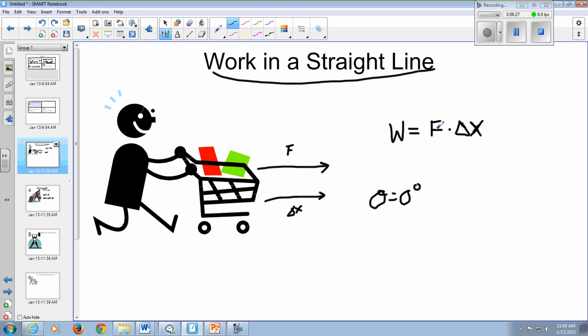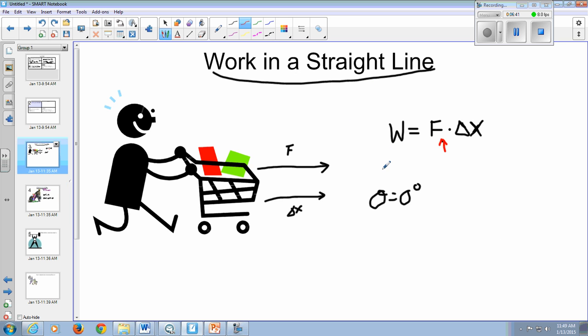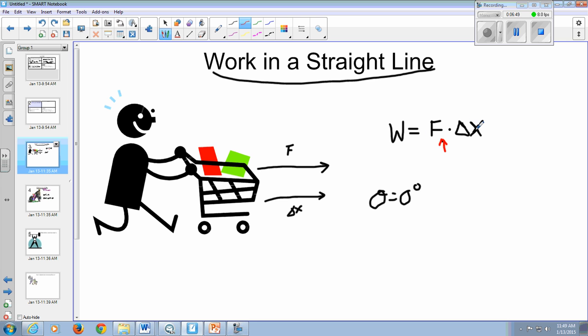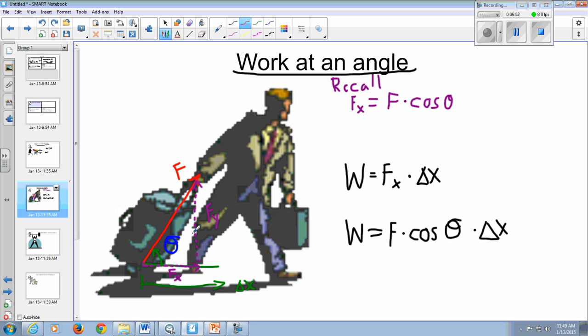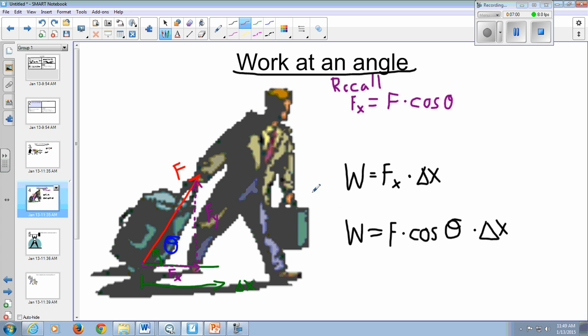Well, if we had that cosine in here, if we looked at the next equation, work at an angle, and the angle was 0, as it is here, what would you get? Cosine of 0 is equal to 1, which means force times distance. Okay, so that's another thing to think about. That's why we can use work in a straight line, and we can simplify it to this. And in actuality, this is the more general equation for work.